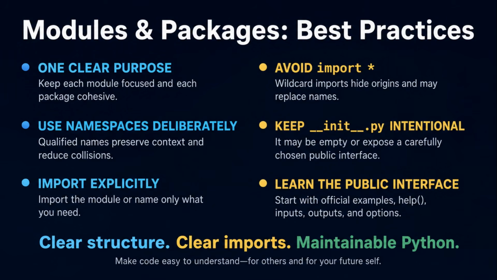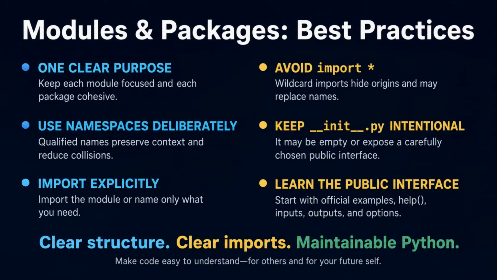We normally avoid import star because wildcard imports hide where names originated and may silently replace names already in the namespace. Keep __init__.py intentional. It can remain completely empty, as it does in our small texttools package, or it can expose a carefully selected public interface, as we saw with humanize. Neither approach is automatically better. The file should serve the package's design. Finally, learn a package through its public interface. Begin with official examples. Inspect relevant functions with the built-in help function and understand their inputs, outputs, options, and limitations. Read deeper into the implementation only when the task requires it.